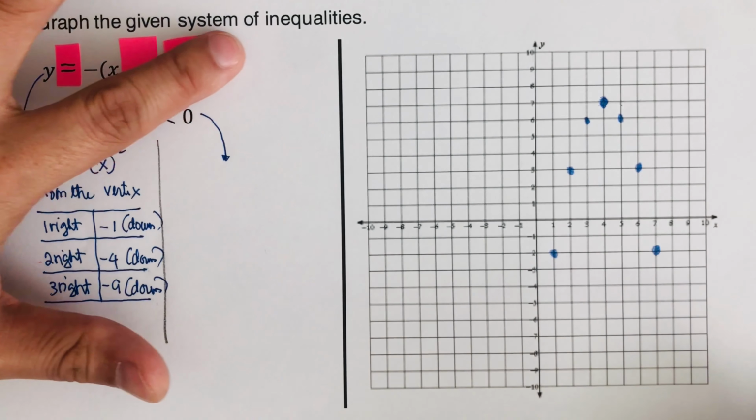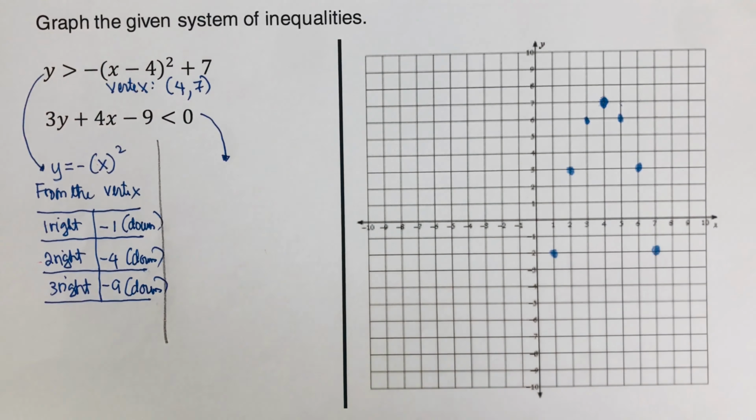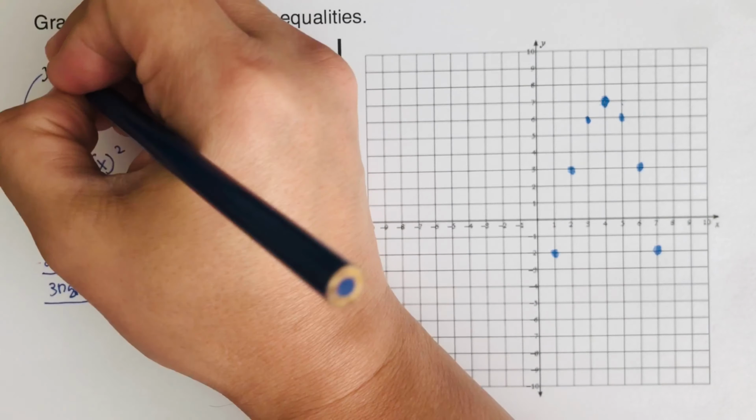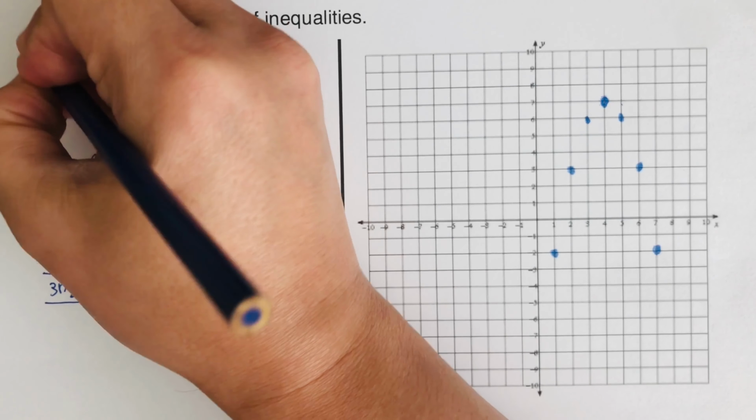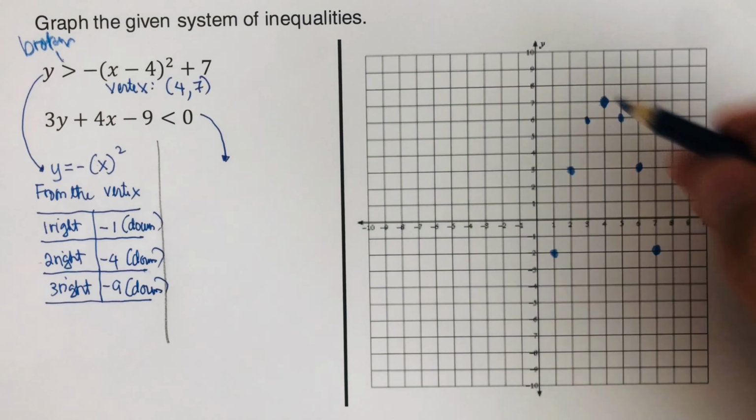Now we determine if it's a broken line or a solid line. Since there's no bar underneath, we're going to use a broken line. So this is going to be a broken line right here.